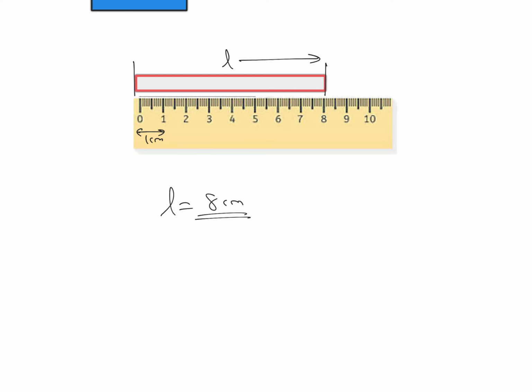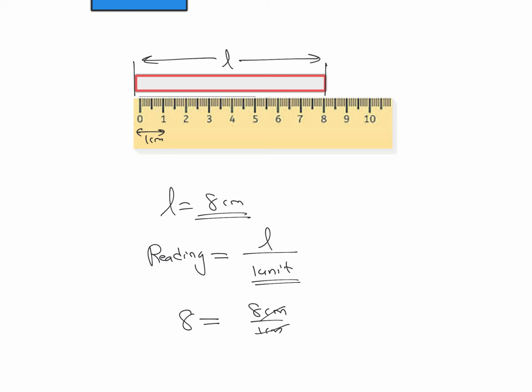We can write it like this also. Whatever may be the value of length over here, the reading will be equal to the length of this rod, L, divided by the length of 1 unit. Then that is going to give the value of its reading. That means the reading over here is 8, equal to 8 centimeter divided by 1 centimeter. So I'll get the reading equal to 8.